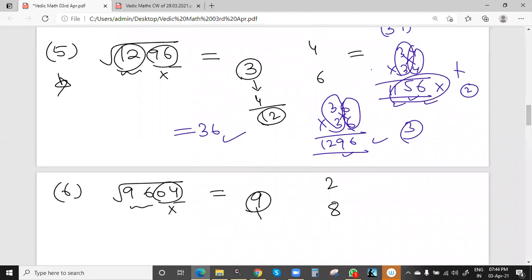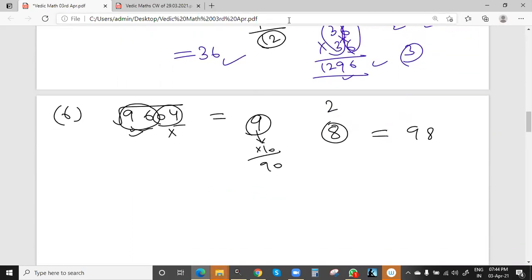Now, for choosing between 2 and 8, we'll multiply 9 with the next higher value, 10, which gives 90. Compare this with 96: 96 is more, so we'll take the higher value. That is 98. Right, 98 is the right answer. Everyone has the correct answer.